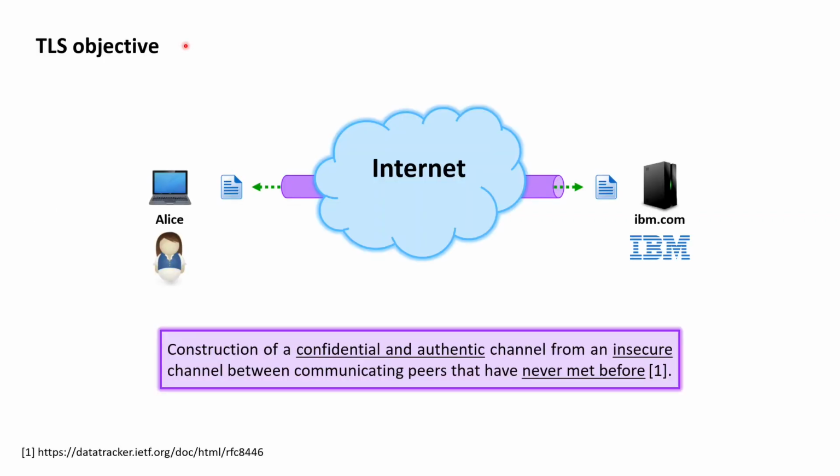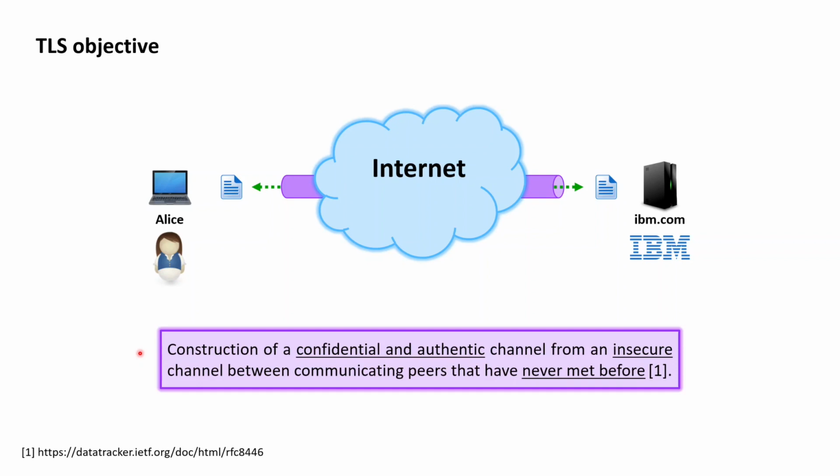Let me kickstart this Essentials of TLS chapter by restating the objective of TLS as defined by RFC 8446 that specifies TLS version 1.3. RFC 8446 defines in its introduction that the primary objective of TLS as a protocol is to construct a secure channel from an insecure channel between communicating peers that have never met before.